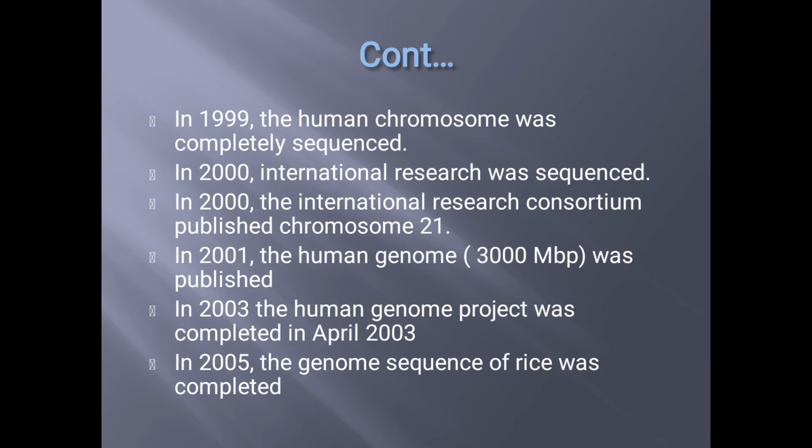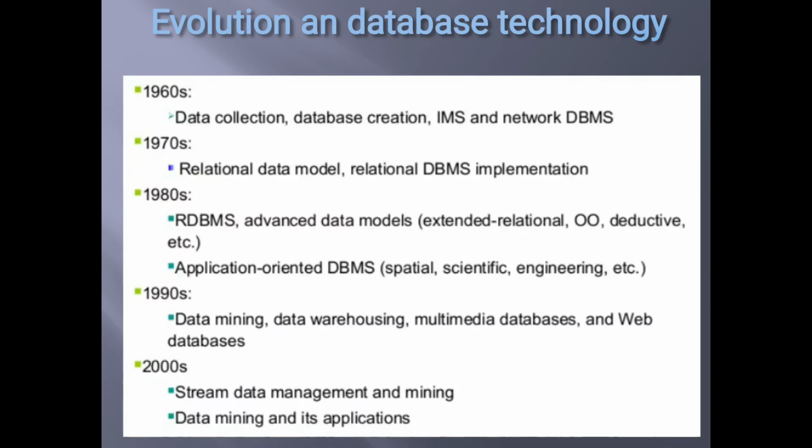1999, human chromosome was completely sequenced. In 2000, international research was sequenced. In 2001, human genome was published. In 2003, human genome project was completed in April 2003. In 2005, the genome sequence of rice was completed.